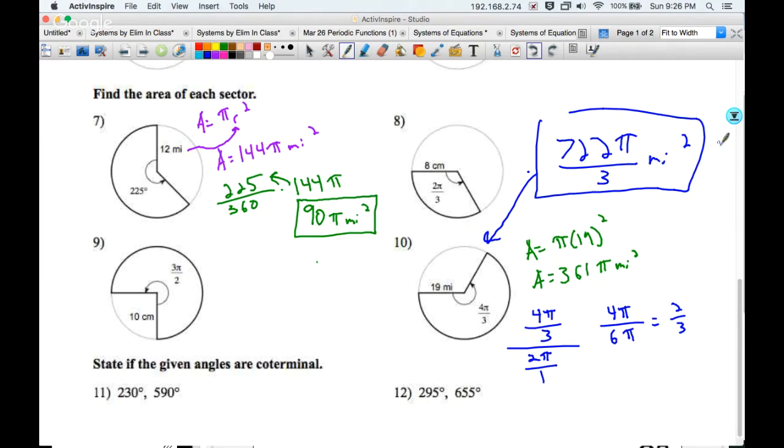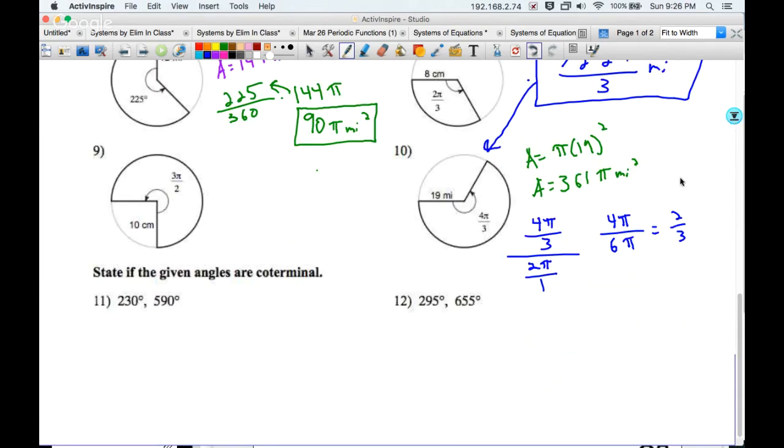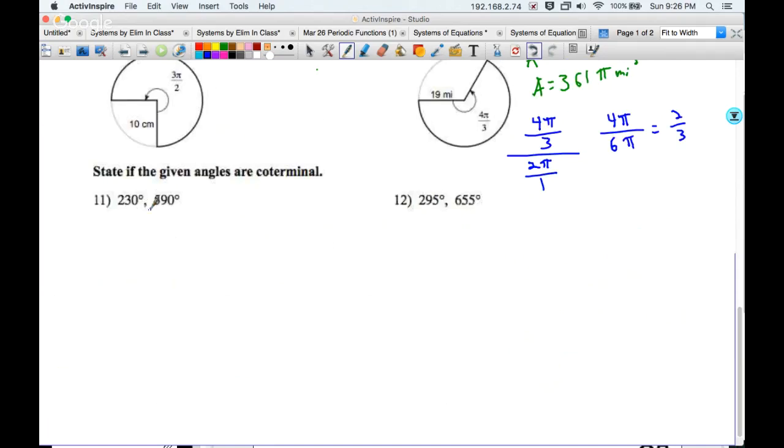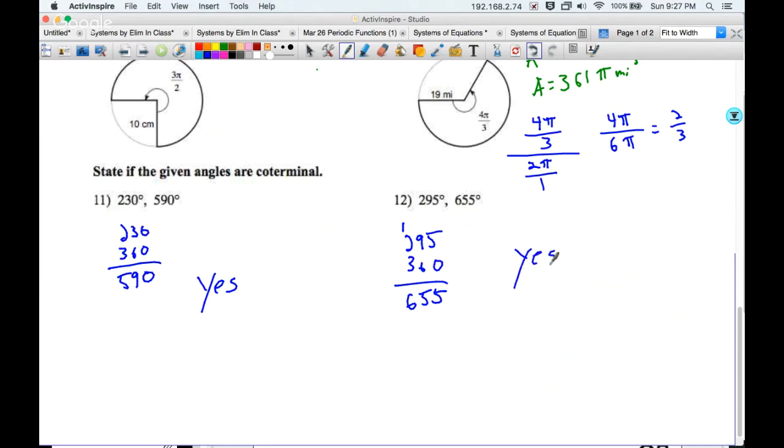All right, state if the given angles are coterminal. If they're coterminal, then I could start with the smaller one and get to the bigger one by just adding multiples of 360 degrees. So let's just see. 230 plus 360 equals 590, which is this number here. So yes, these are coterminal. Let's try this one over here. 295 plus 360: 5, carry the 1, 655. Yes, these ones are coterminal as well.